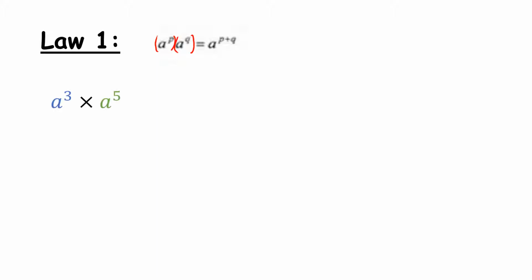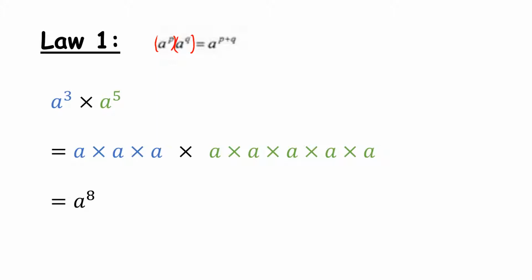So if we were to do an example, let's look at a to the power of 3 multiplied by a to the power of 5. So we would say that that is simply a to the power of 8. But where does that law come from? So if we break this down, a to the power of 3 is the same as a by a by a. A to the power of 5 is a by a by a by a by a. So looking at that, there are 8 a's in total, so that would be simply a to the power of 8. So you can see where that addition of the power is coming from.